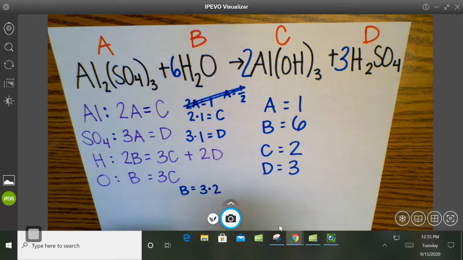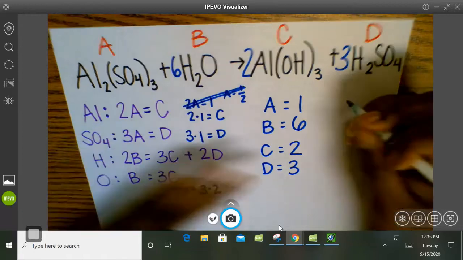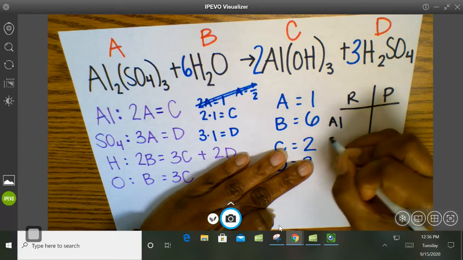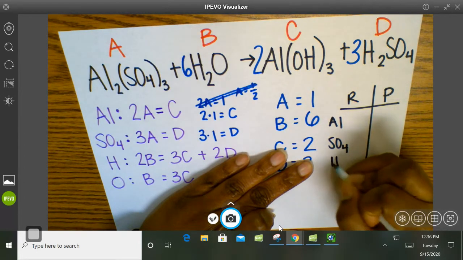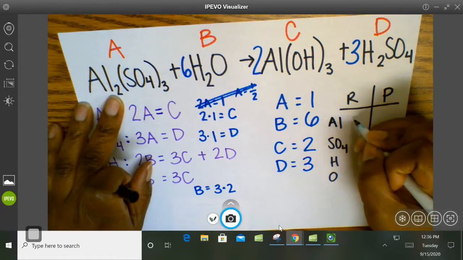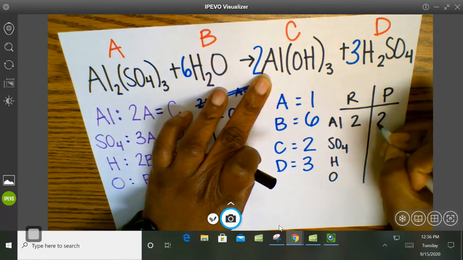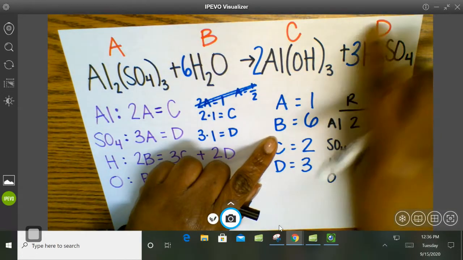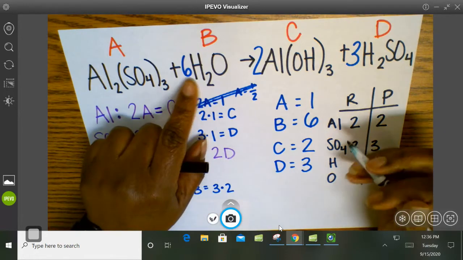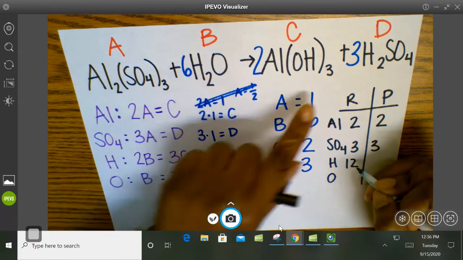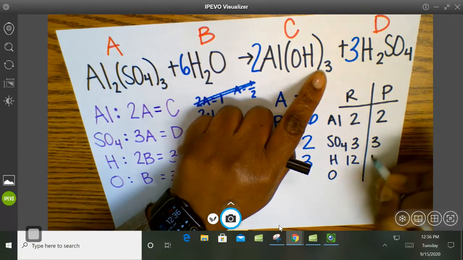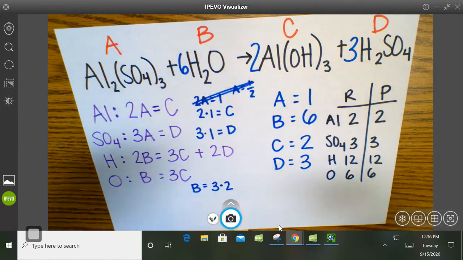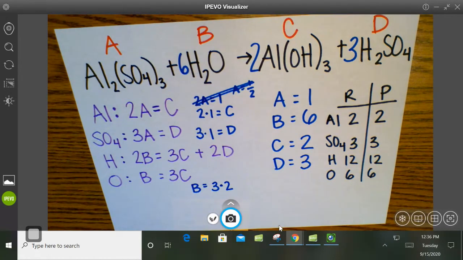If you want to check yourself, you can do a quick little inventory. Your R's and your P's: Al, SO4, H, and O. There's 2 Als here, 2 Als here. You got 3 SO4s, 3 SO4s here. Coefficients are multiplied by the subscripts. 6 times 2, you got 12 hydrogens here. You have 6 plus 6, which is 12. You have 6 oxygens here. 2 times 3, which is 6. And you are balanced.